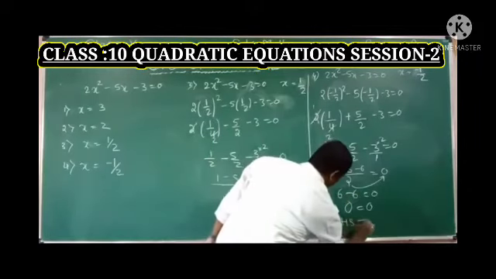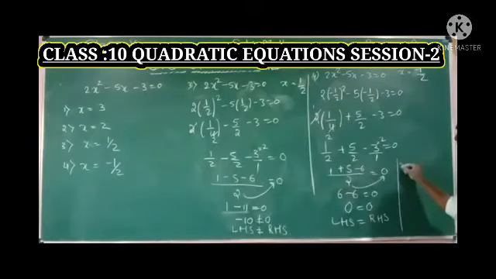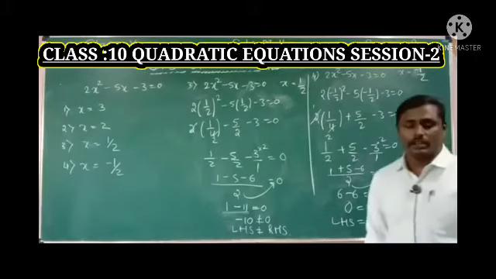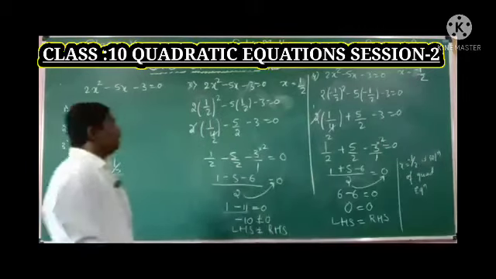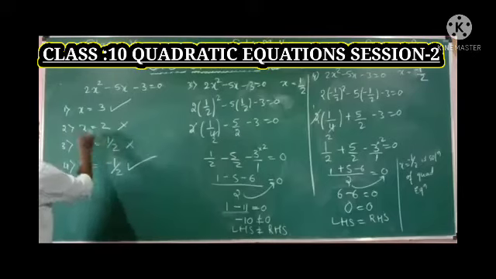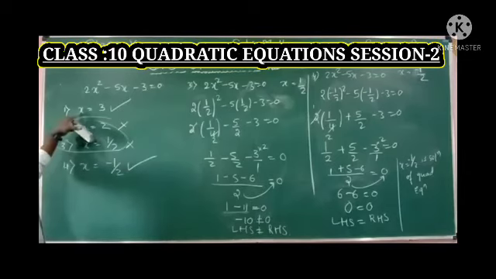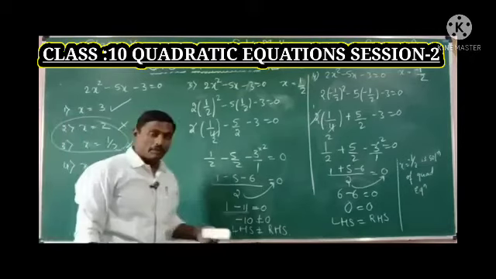It means LHS is equal to RHS. So x is equal to minus 1 by 2 is a solution of the quadratic equation. It means the first one will satisfy the quadratic equation and the fourth one will satisfy the quadratic equation, and the remaining 2 and 3, these two are not roots of the quadratic equation. The roots of the given quadratic equation are 3 and minus 1 by 2.